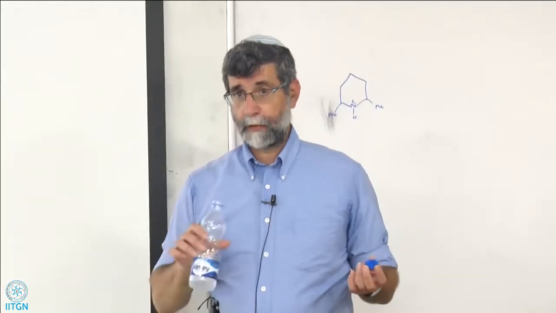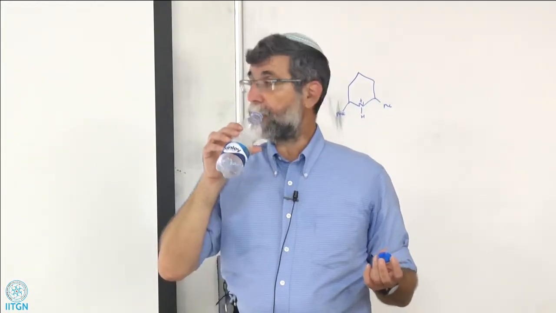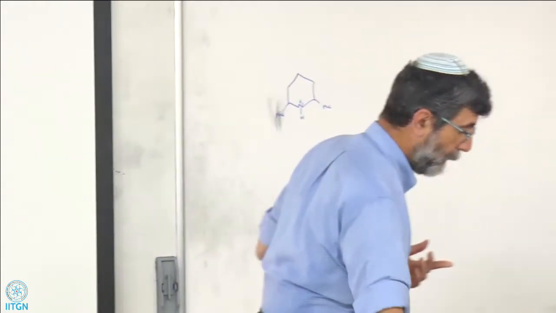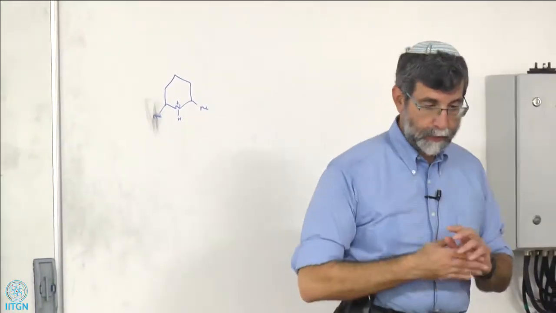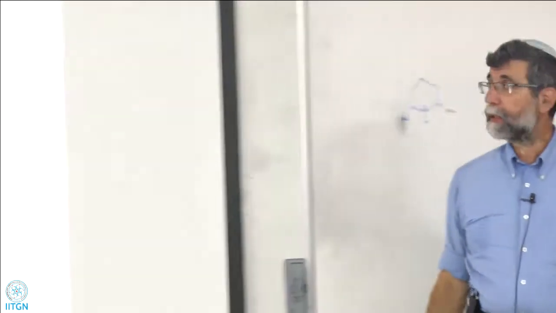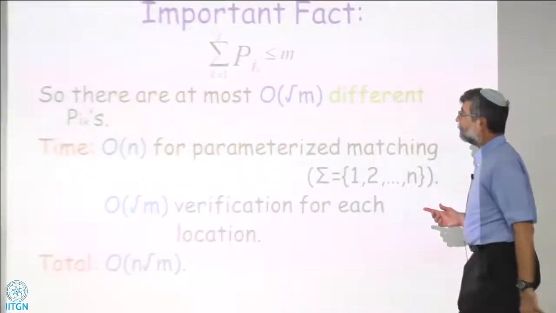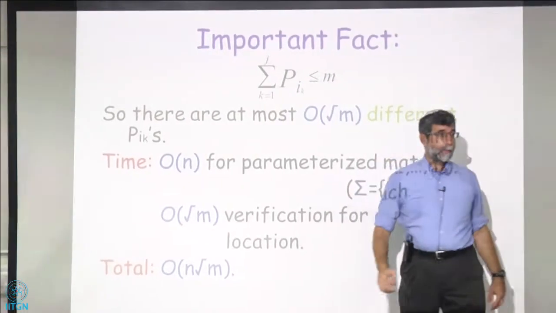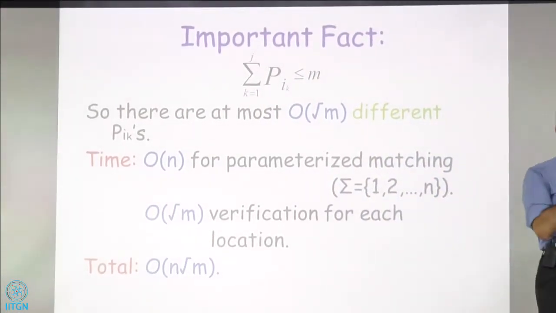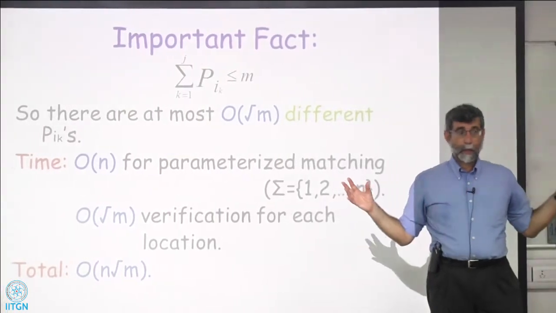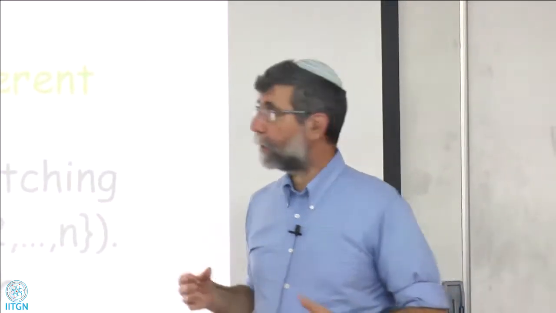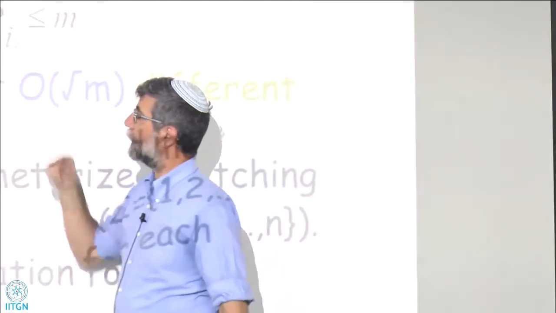The question is, did we gain anything from this? And the answer is yes. Look at the miracle that happened here, just by doing the parameterized matching. The sum of the PIKs can't be greater than M. Because what are these PIKs? These are really runs. All the runs together are going to be M. The different runs are a subset of all the runs. So clearly, the sum of all the different runs is less than or equal to M.